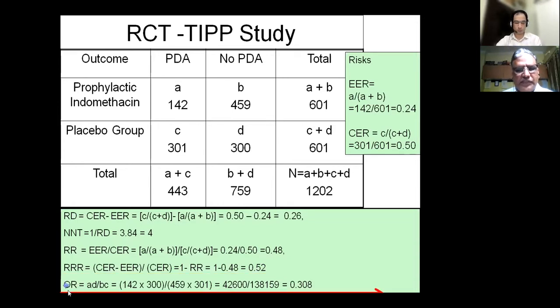And then the odds ratio of these two odds: multiply this cell by this cell and divide by this, that is 0.308. See how these numbers are different. RR is 0.48, but the odds ratio is 0.308. So sometimes it is said that odds ratios are more sensitive than the relative risk in this kind of situation. They would go further away from 1 if the number of subjects having the particular outcome is reasonably large.